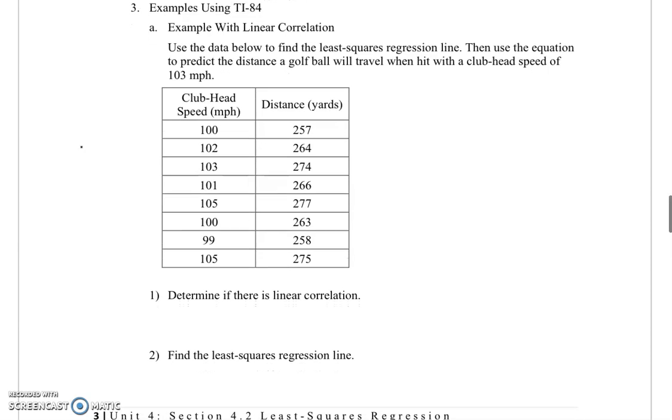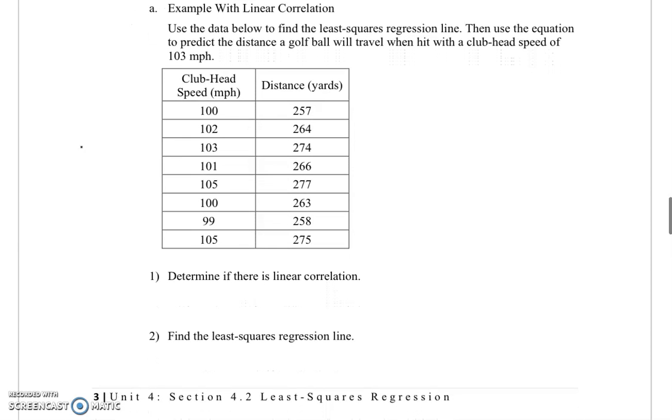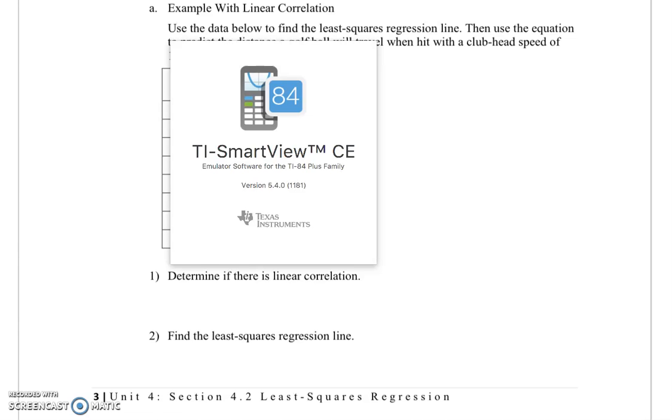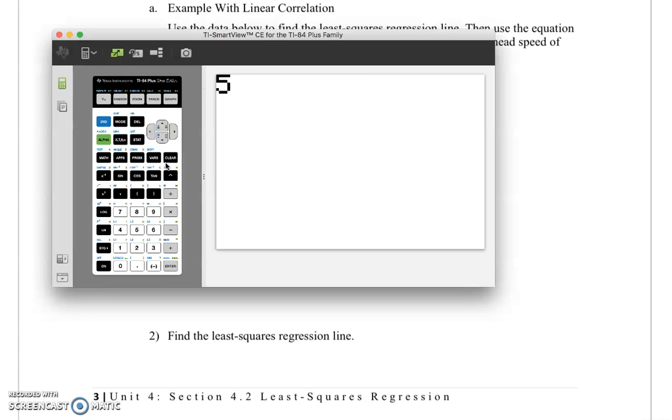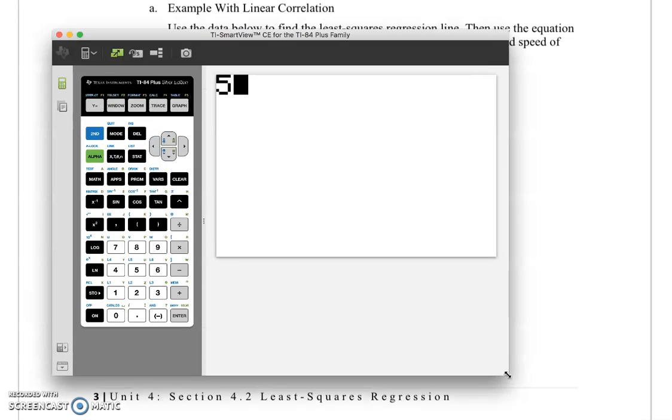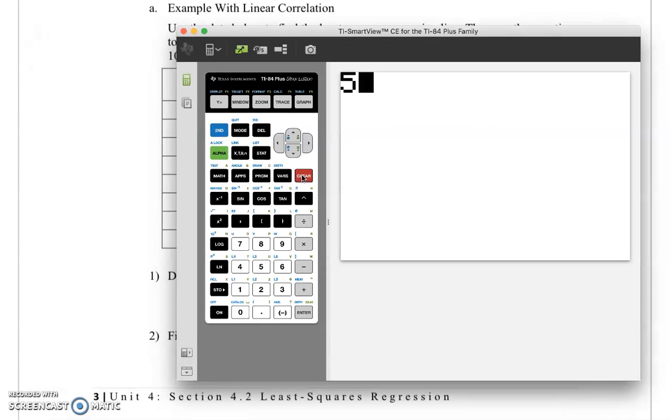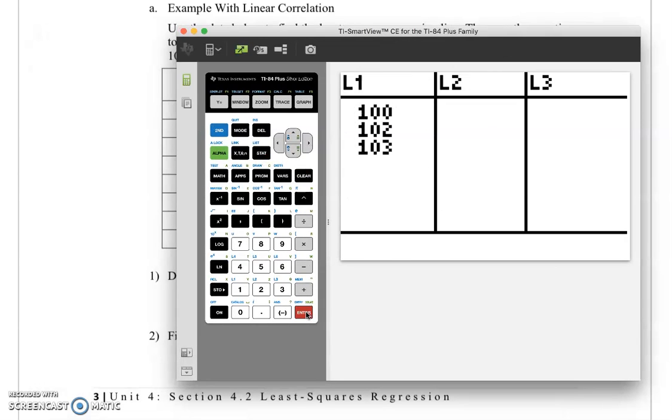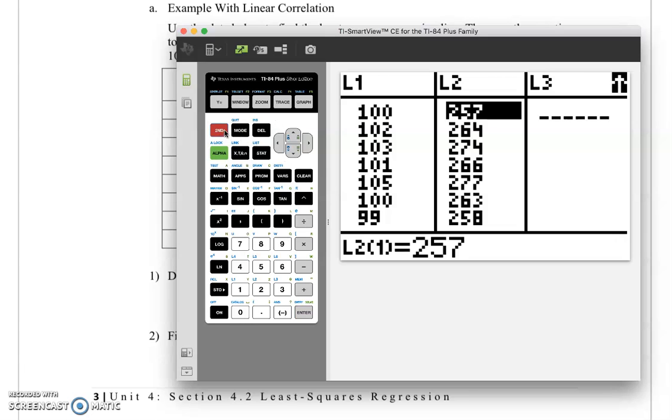So let's go with an example using the TI-84. So here's that same data about club head speed and the distance in yards that a golf ball will travel. So we need to go ahead and put those into list 1 and list 2. I think mine are already in there. Yes, I have those already.